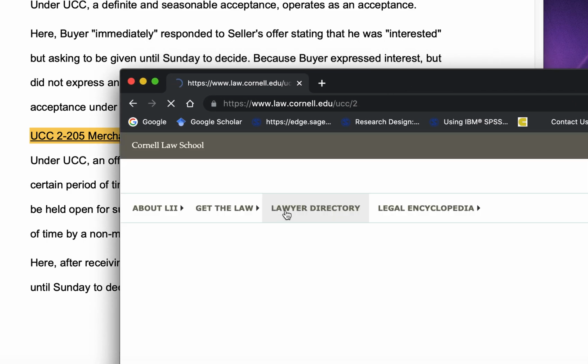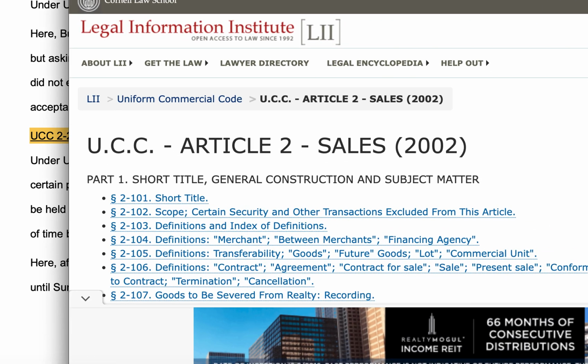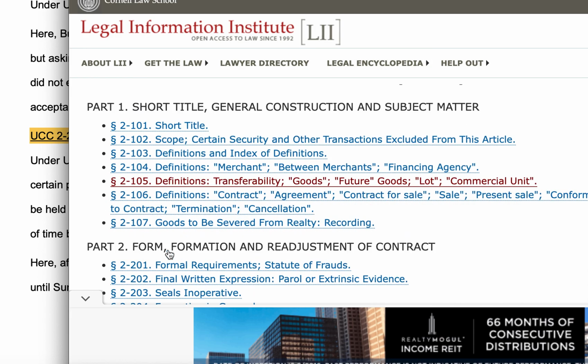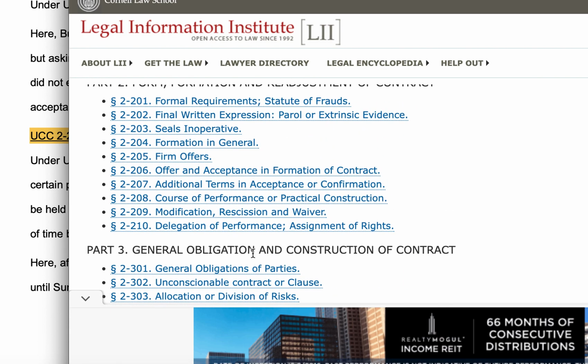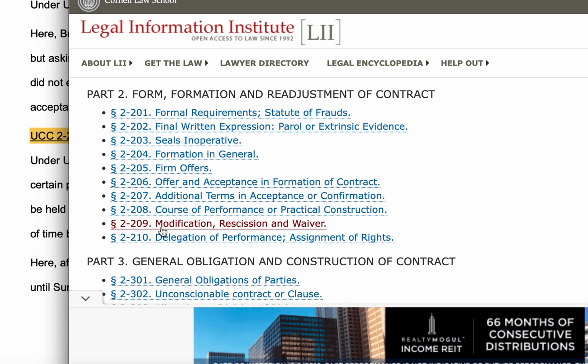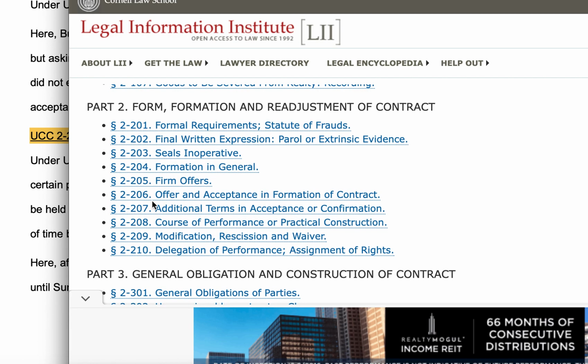By the way, they did change the law, and not all states have adopted the updated law. So that's not even there. 205. Now, Part 3 you don't need to know, according to what they say. You just need to know Article 2 and Article 1, but offer and acceptance, firm offers.